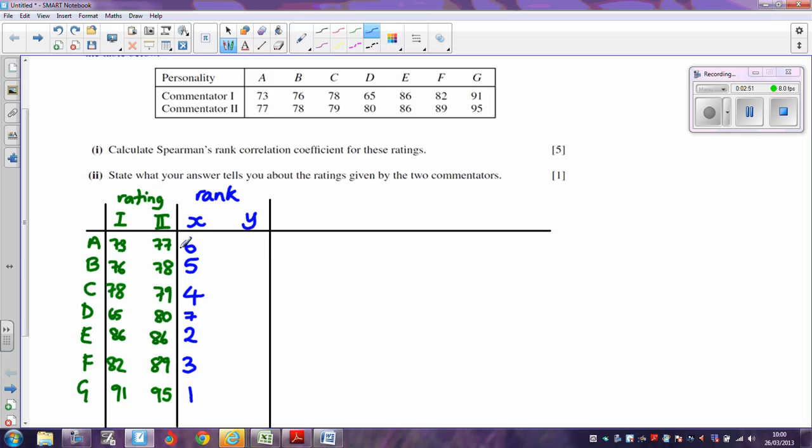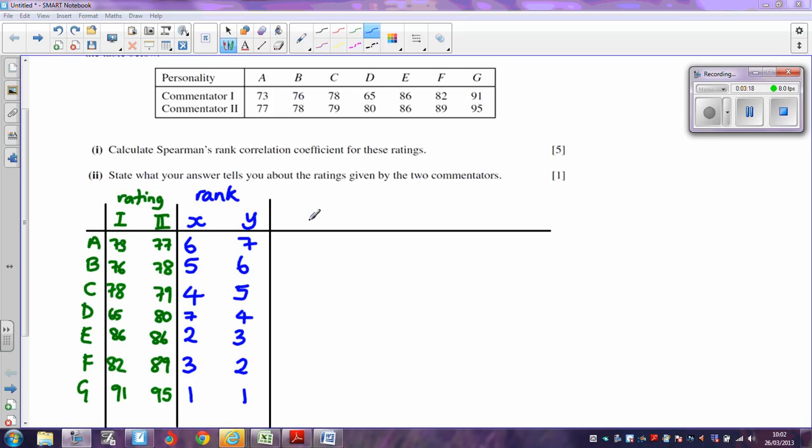Now, if we do the same for Y, top position there, he's also got G. In 2nd position, we've got F. 3rd position, we've got E. In 4th position, D, so they disagree there. 5th position, he's got C. 6th position, B, and 7th position, he's put A.